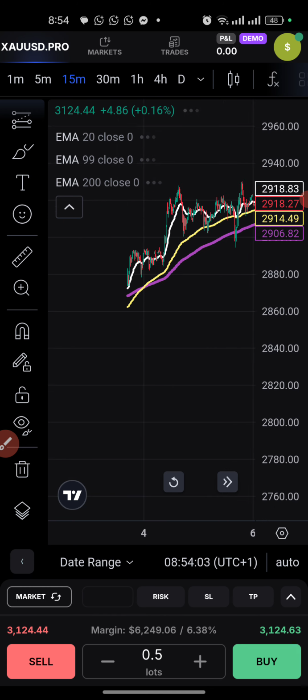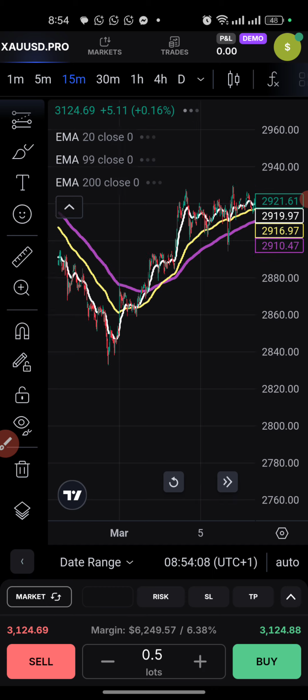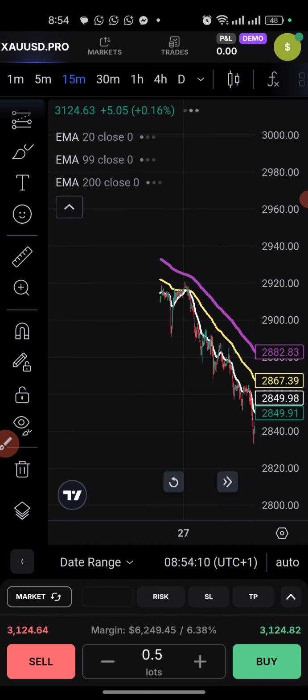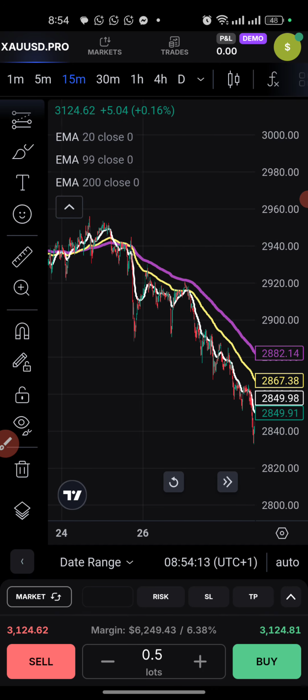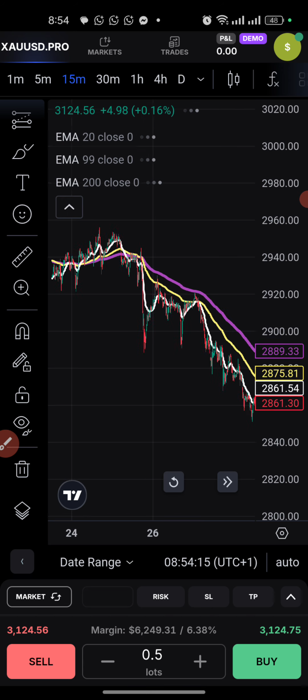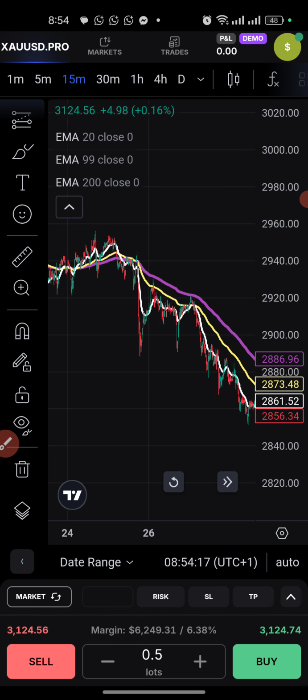Sometimes we are in a ranging market where price is just going sideways. Look here now. You see that we fell below the 200 EMA. Can you see? We fell below the 200 EMA.